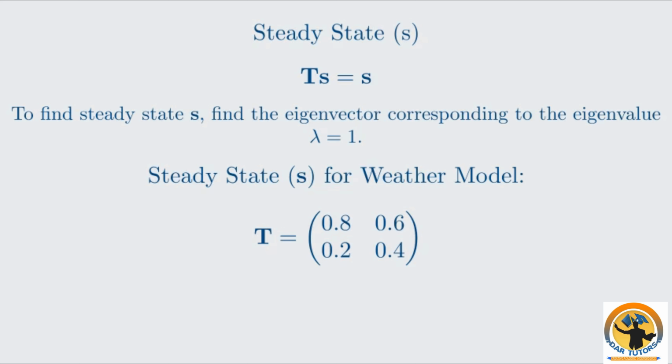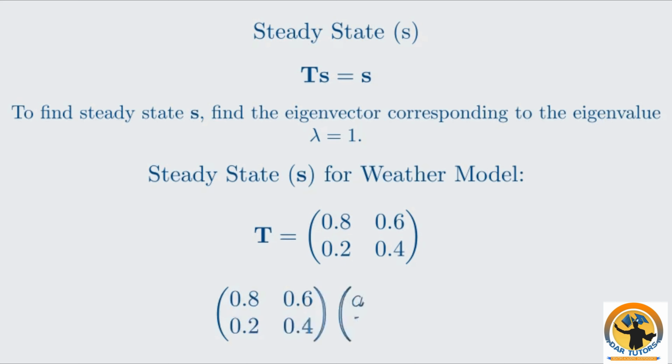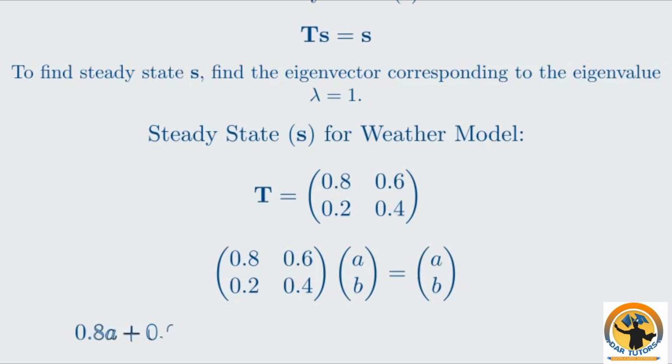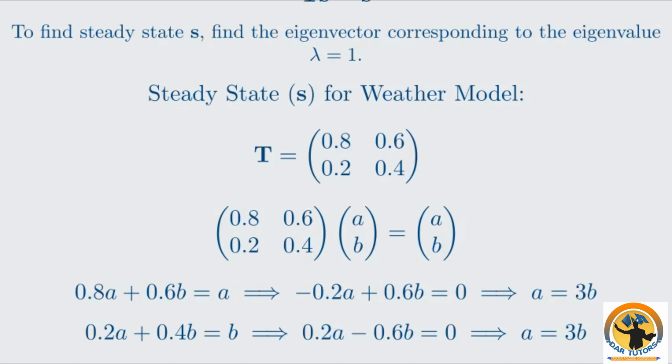Let's find the steady state for our weather model. We set up the equation T times S equals S. Let's call our steady state vector S equals (A, B). This gives us a system of two linear equations. From the first equation, we get A equals 3B. Notice that if we used the second equation, we would get the same relationship. This is because we are solving for a steady state where we only care about the proportion, not the absolute values. This is where the sum to 1 property comes in.